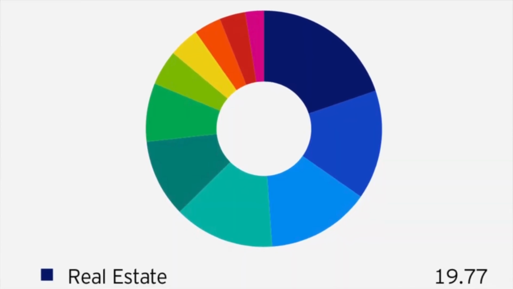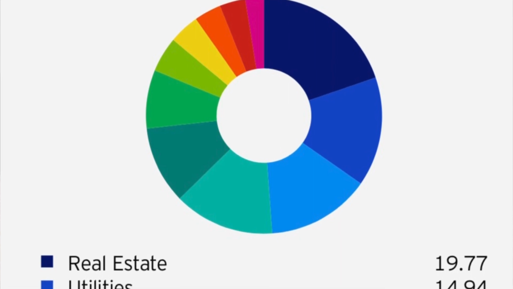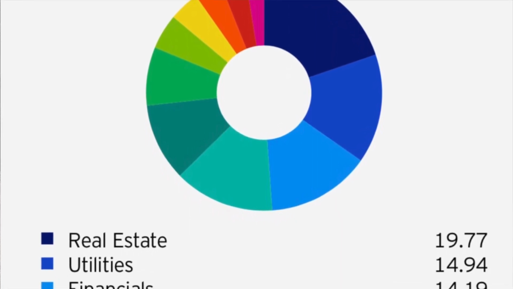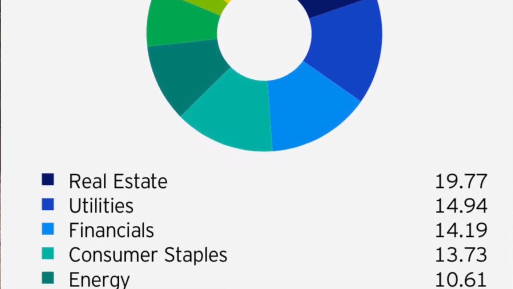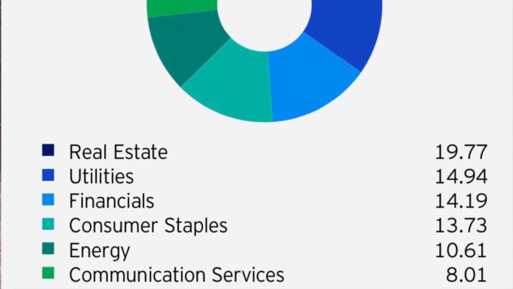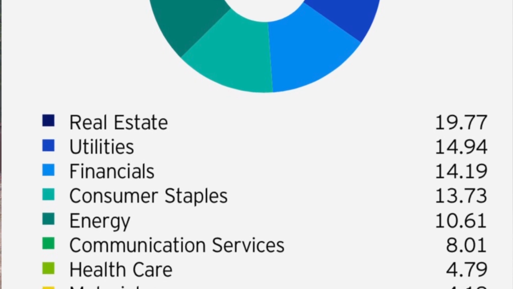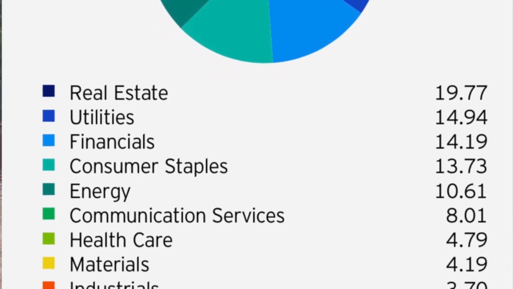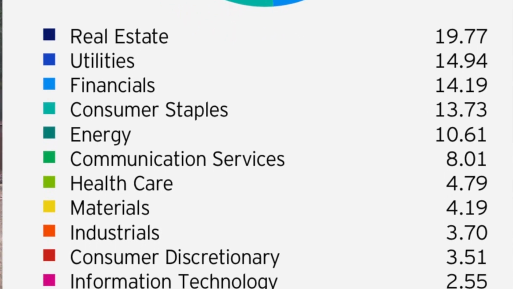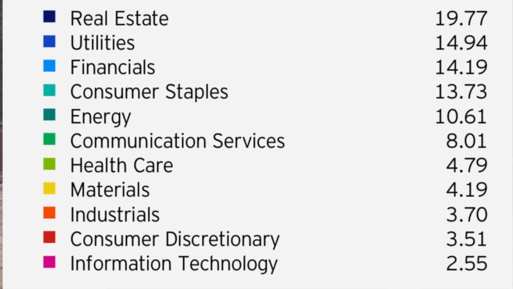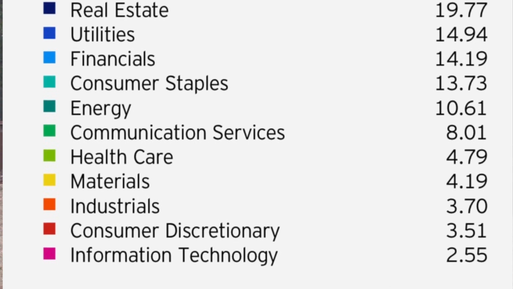Let's take a look at the sector breakdowns. First of all, these are all U.S. stocks, you guys. 100% of the holdings are in the U.S. If we look at the breakdown, you see that the biggest holding is real estate at about 19.75%. Next is utilities at about 15%. Then financials at a little over 14%. Consumer staples at about 13.75%. Energy at 10.6%. Communications at 8%, healthcare at about 4.75%, materials at 4%, industrials at 3.75%, consumer discretionary at about 3.5%, and information technology makes the smallest sector at about 2.5%.